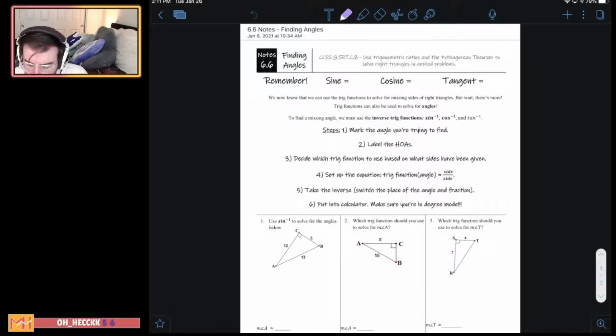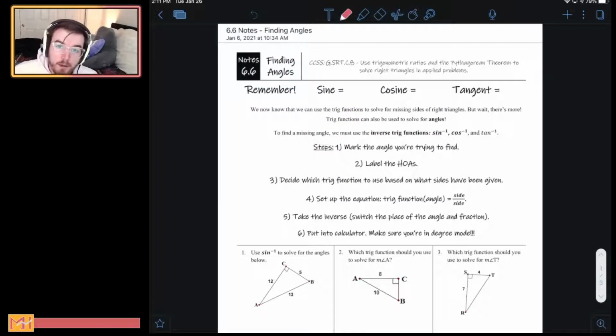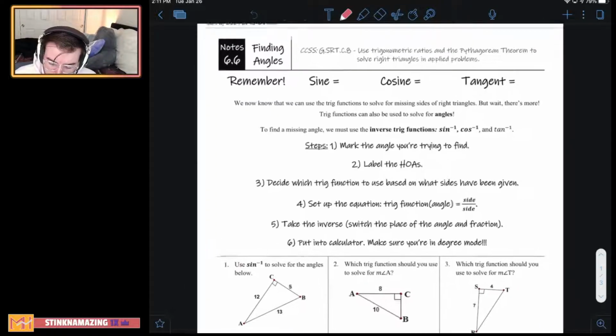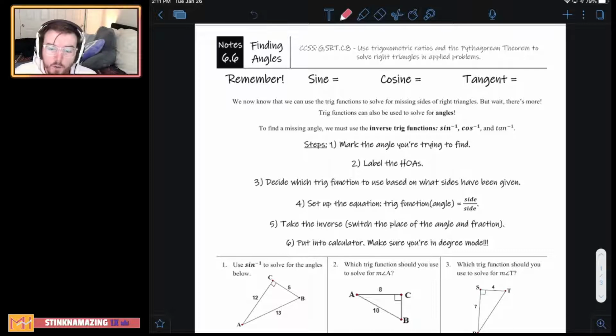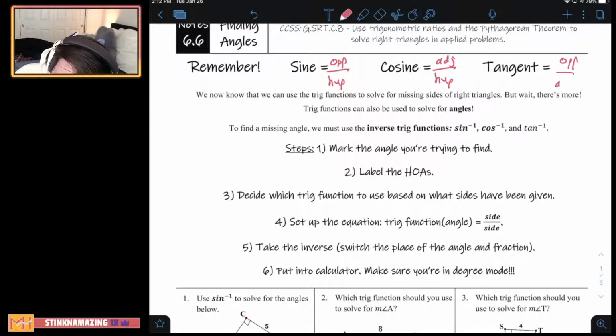We're looking at the last lesson of Unit 6. That's Lesson 6.6. Let's jump right into the notes. Let's make this short, sweet, to the point. So today's lesson is pretty similar to 6.5. We're going to have to label opposite, adjacent, hypotenuse, and use trig functions. But instead of solving for sides, we're going to solve for angles, which is kind of cool. So let's remember, sine is opposite over hypotenuse, cosine is adjacent over hypotenuse, and tangent is opposite over adjacent.